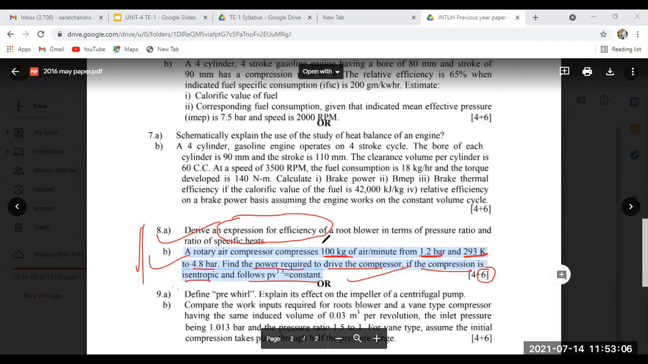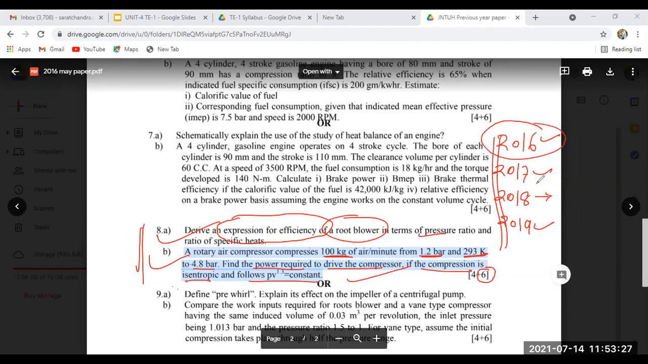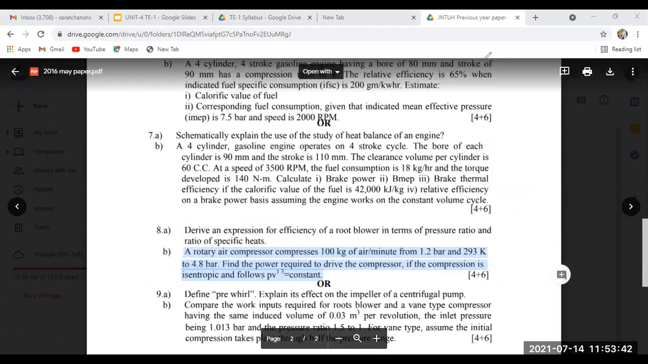In 2016 they asked regarding the root blower. In 2017 they asked, in 2018 they asked the advantages of this root blower, and in 2019 they asked. Every year they are asking either the theory part or a problem. Problems only in 2016, but in the other three years they asked the theory, construction and details of this root blower. So that's why this part is important from the exam point of view.